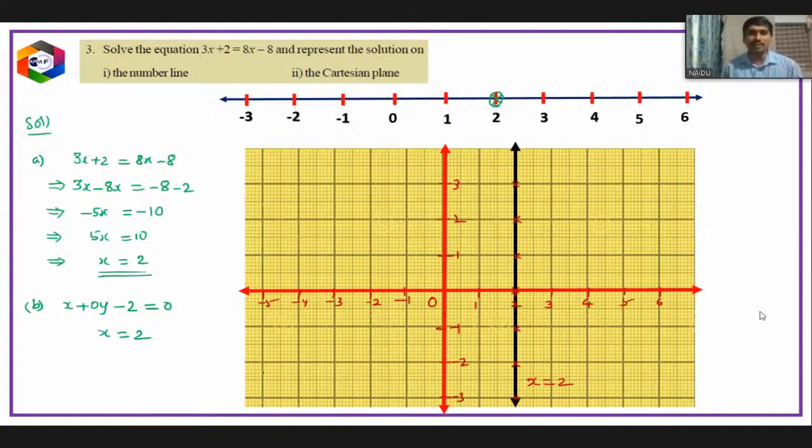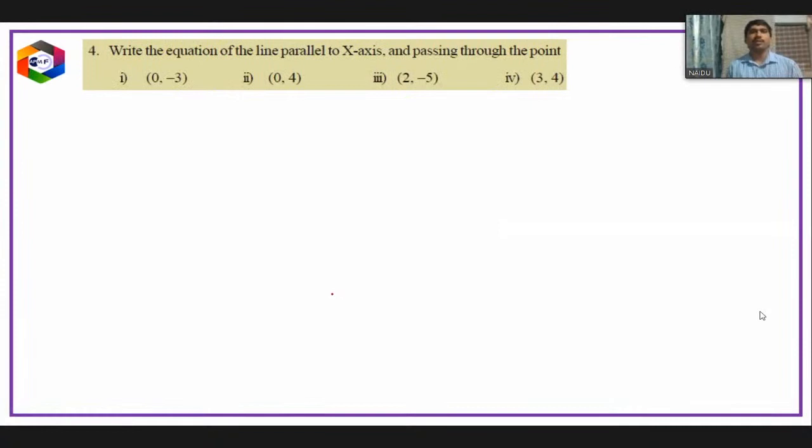Because those are simple questions and you will be able to answer. I will see how many of you can do that. And before that, let us check the questions once. Write the equation of the line parallel to x-axis and passing through this point.